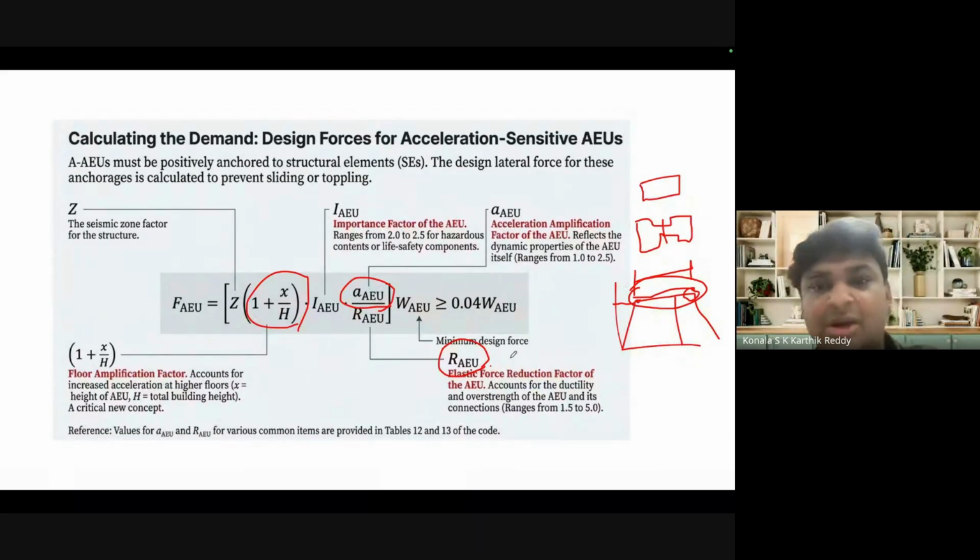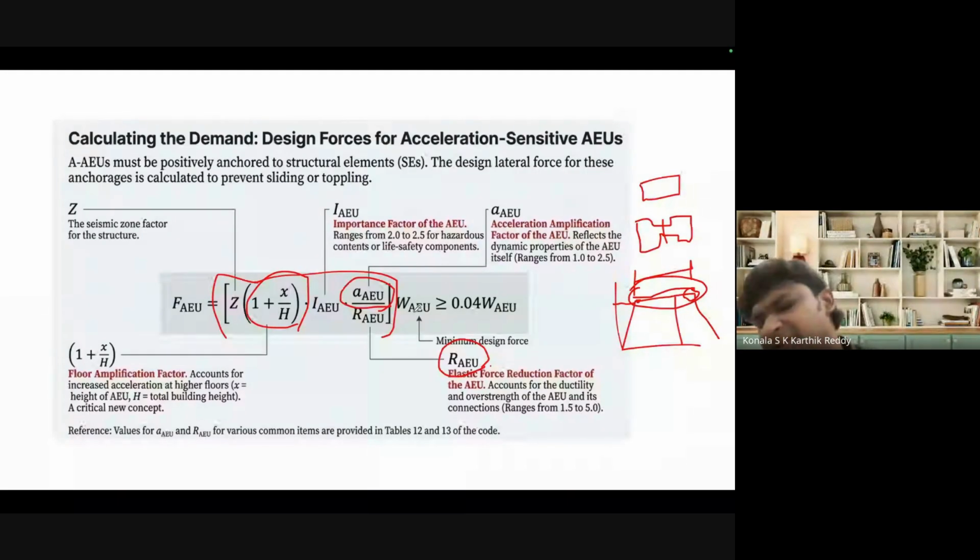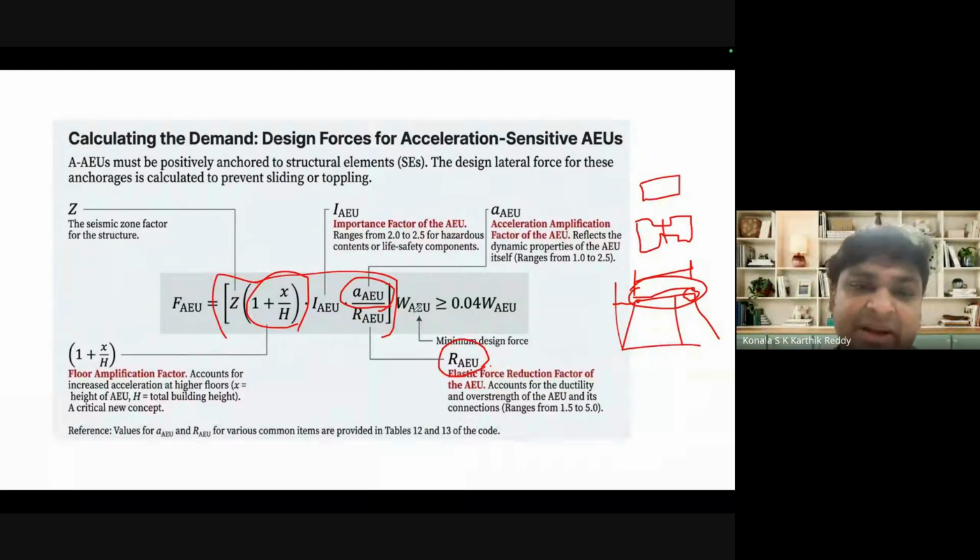So this is how the value is, and the entire factor needs to be multiplied with the weight of your equipment. Let us say the weight of your fridge is, let's say, 100 kgs or something. Convert that kg into newtons. It will be 1000 newtons, and the 1000 newtons should be multiplied with all of these factors. And if it's more than one, it's going to give you some 1100 newtons or 1200 newtons or something. Based on that, you need to design your anchorage. So this is how you design your acceleration sensitive equipments and all.